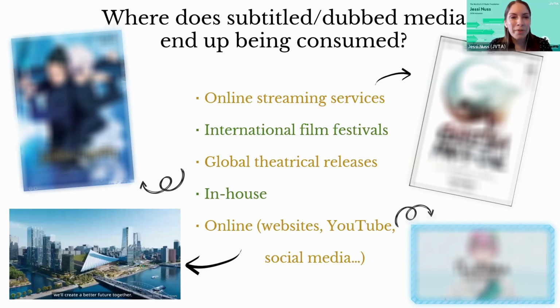Okay, global theatrical releases. I have a nice little poster here of Jujutsu Kaisen, which was of course released not just in theaters here in Japan, but also in theaters around the world. Then there are in-house videos, meaning, for example, videos used just in-house in a company, which also includes training materials and training videos. We occasionally have requests related to those as well.